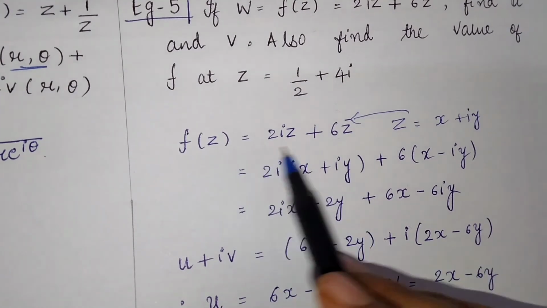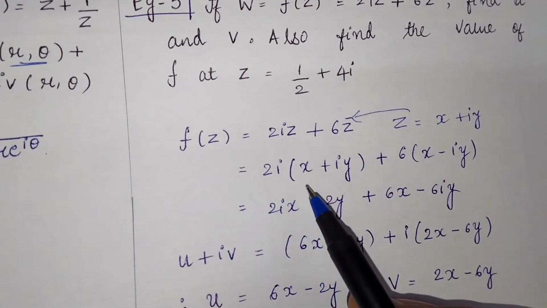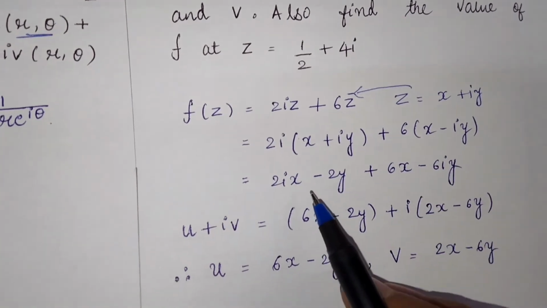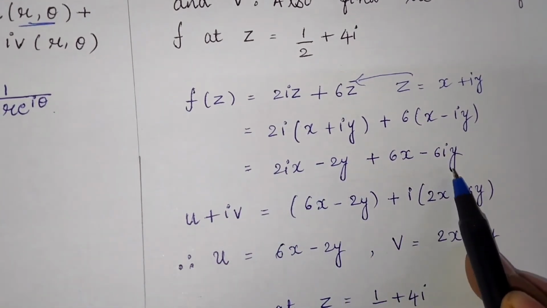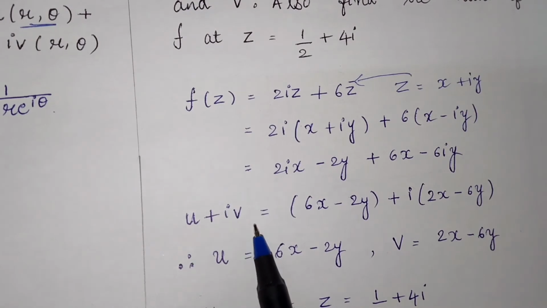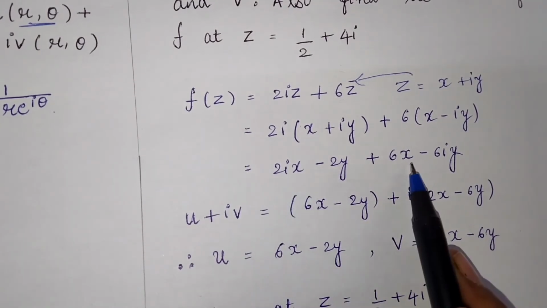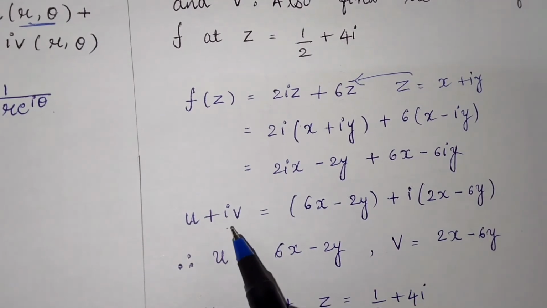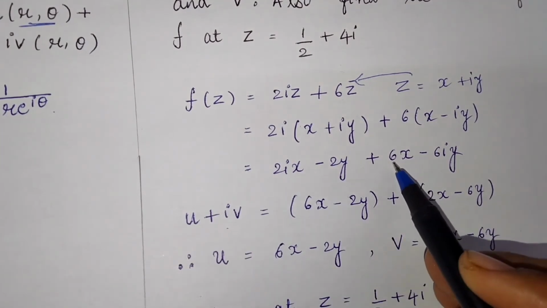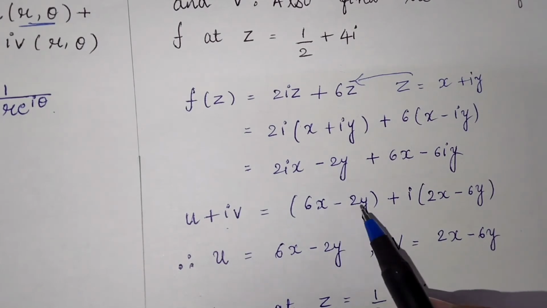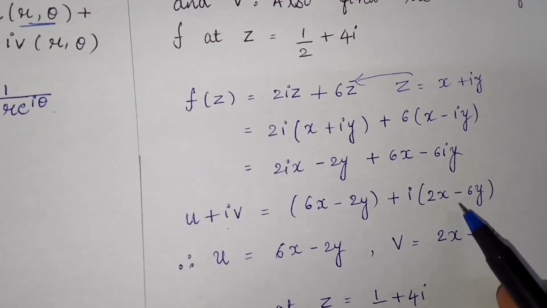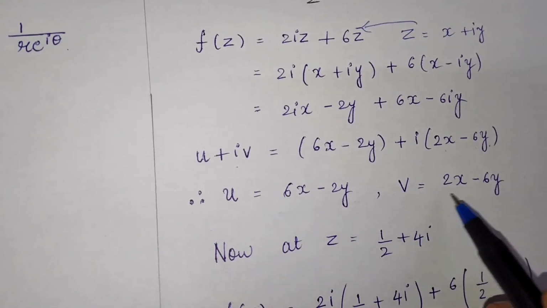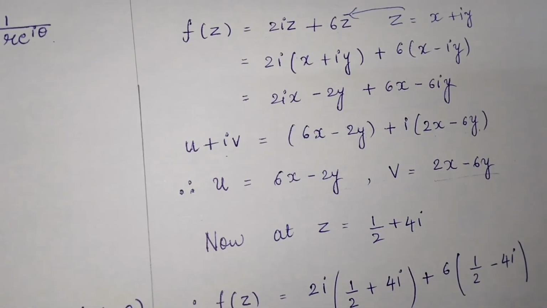This is the given function, and here in place of z we will put x plus iy. So we will get this term, and solving it further we will get this term, again in u plus iv form. U is the real part and v is the imaginary part. So what is our real part? 6x minus 2y, and the imaginary part is 2x minus 6y. Okay, so u is this term and v is 2x minus 6y.